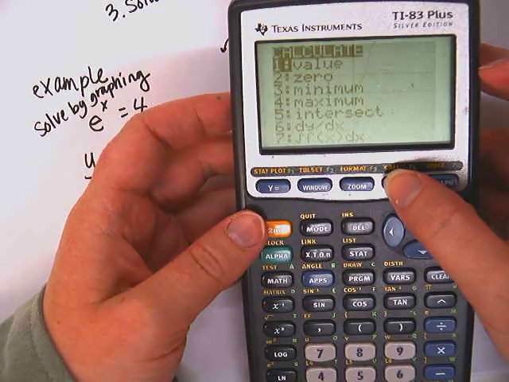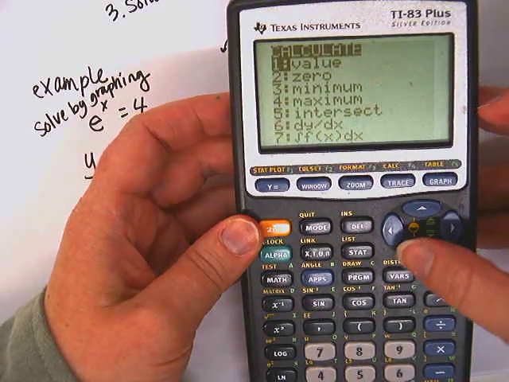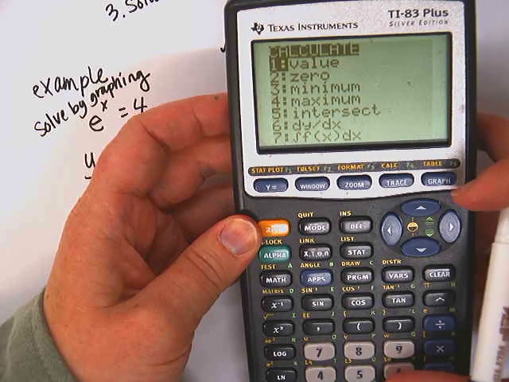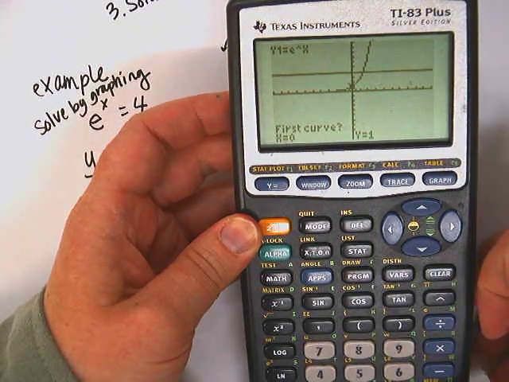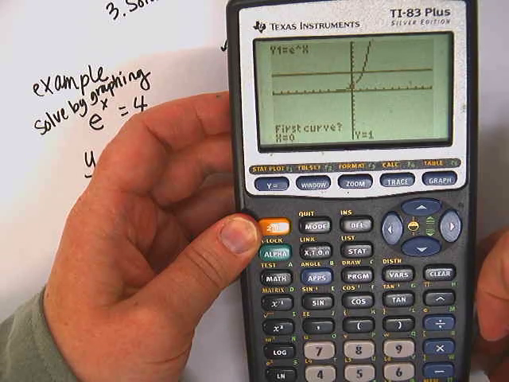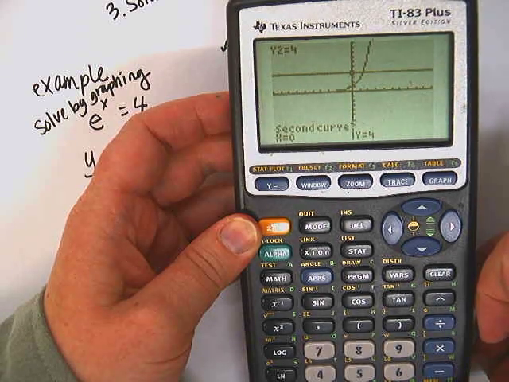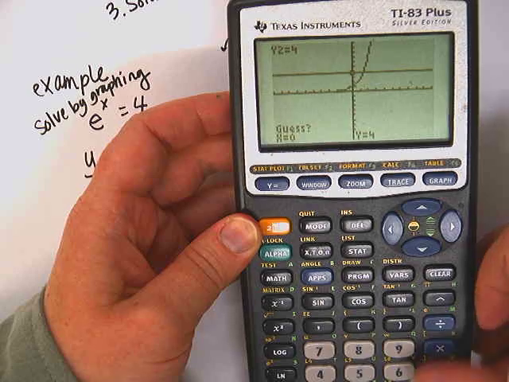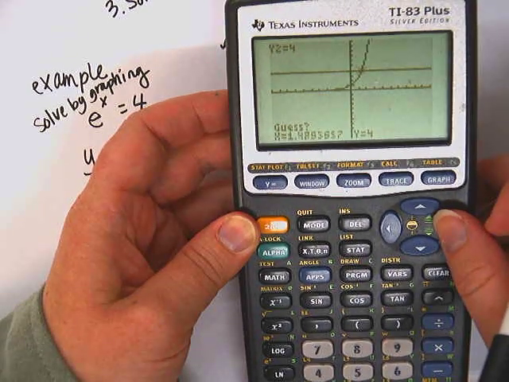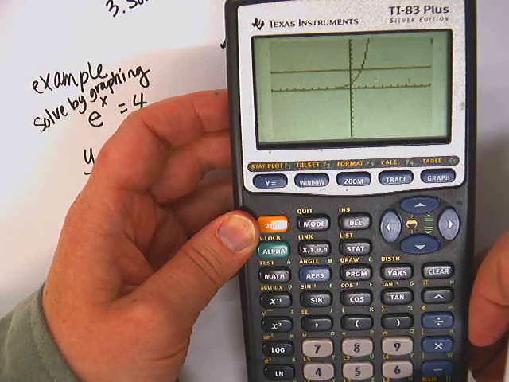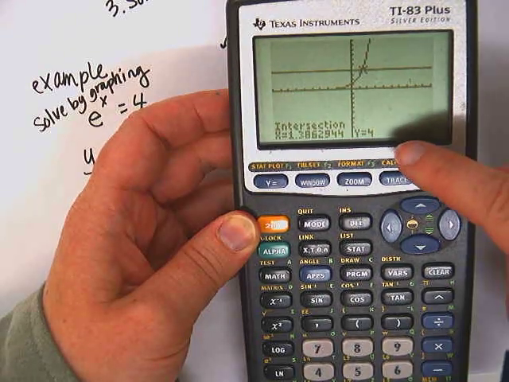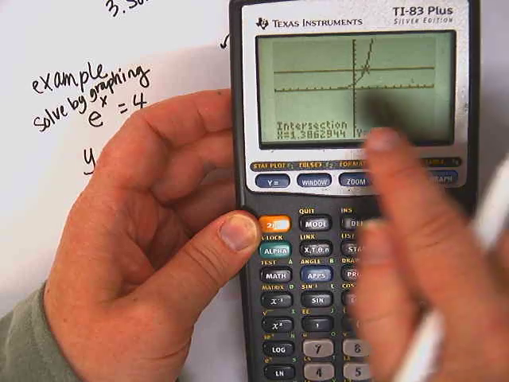We want to figure out that solution right there where they intersect. So we hit second, calculate. I want to find the intersection point, so I'm going to push the number 5 for intersect. Then it asks me to make sure I've got my cursor on each of the graphs. So yep, there's one of them, and yep, there's the other one. And now it allows me to make a guess as to where that intersection point is. You don't even have to move the cursor, you can just push enter again.